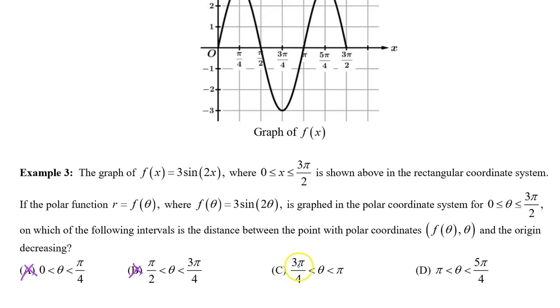Option C speaks of the interval between 3 pi over 4 and pi. That's going to be from here to here. Notice that we are getting closer to the origin. The distance between the point and the origin is decreasing. So the answer is C. But let's follow through and see why D is not the answer.